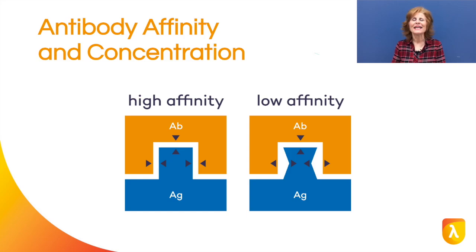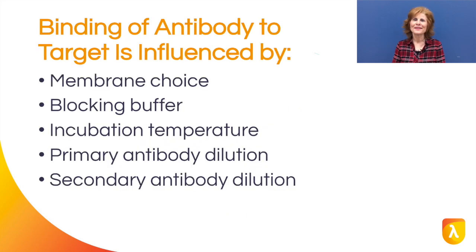An antibody that has low affinity for its antigen will bind only at higher concentrations. This means you would have to use a lot more antibody to achieve reliable results.